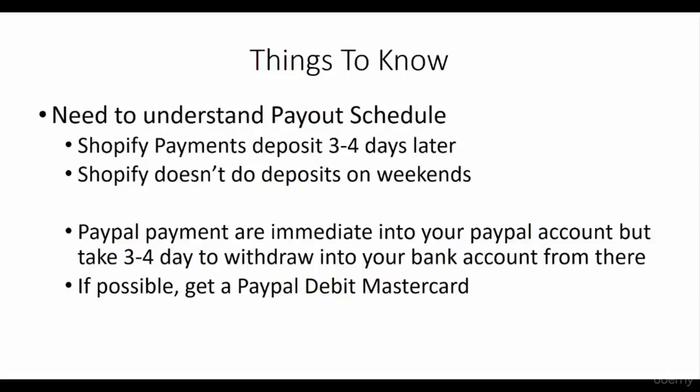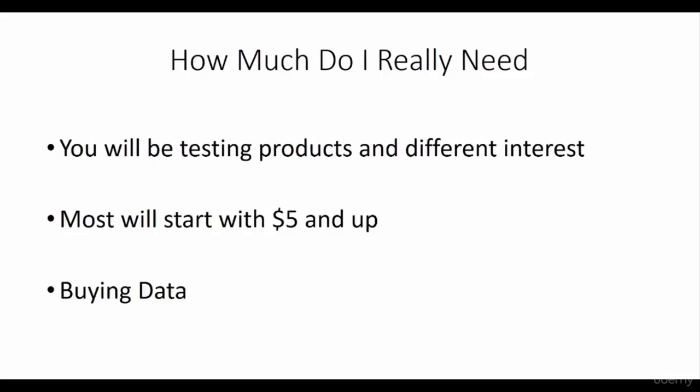If you have a small budget, you want to make sure that you have what you need available to adjust your campaigns as you go, because basically, you'll be testing different products and different interests in the beginning. Most of the time, you will start with $5 on a campaign or an ad set and move up from there. But keep in mind that as sales come in to help you with your budgeting, it does take time for it to hit your bank account, unless you have the PayPal debit card, which you can use to pay for your ads.